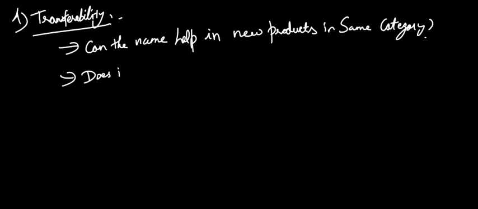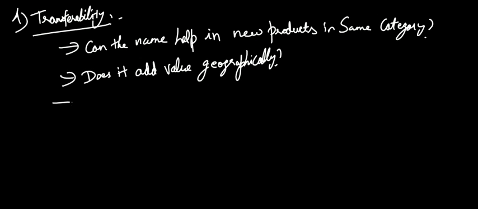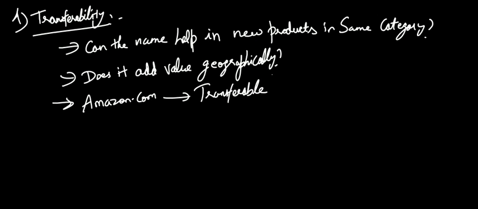Does it add value across boundaries geographically? In fact, in all countries it should give the same type of meaning when you do it, or you can extend it to some other countries. That's what you should see. When you talk about Amazon.com, it is a transferable brand, which has the same meaning in all the countries where it is in the market.